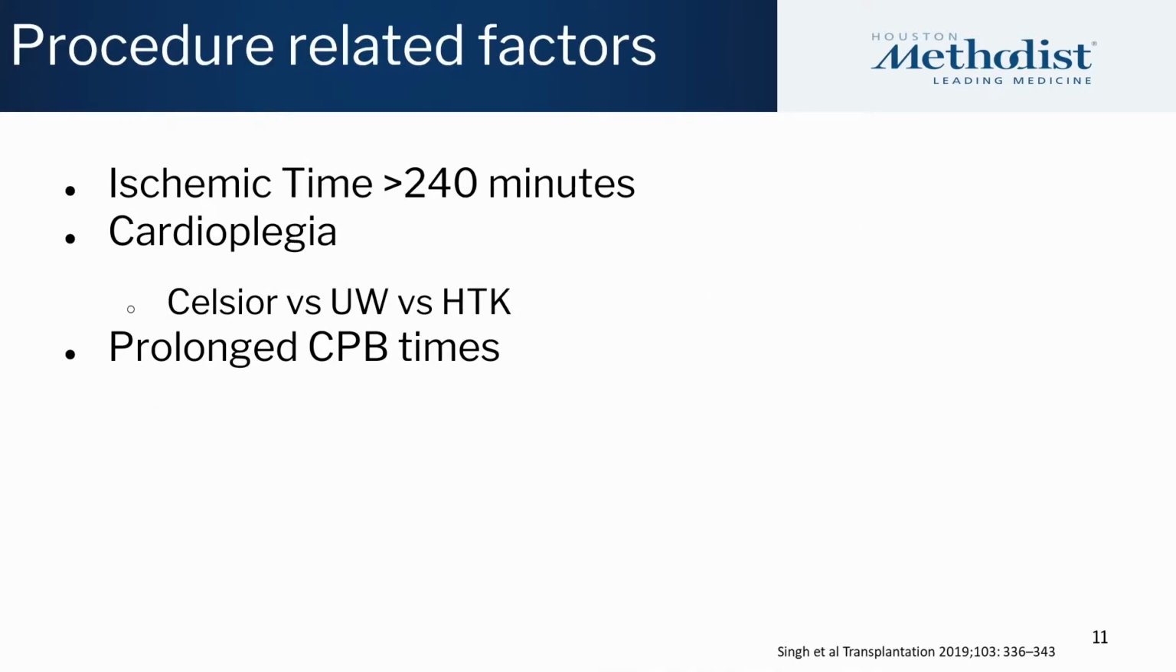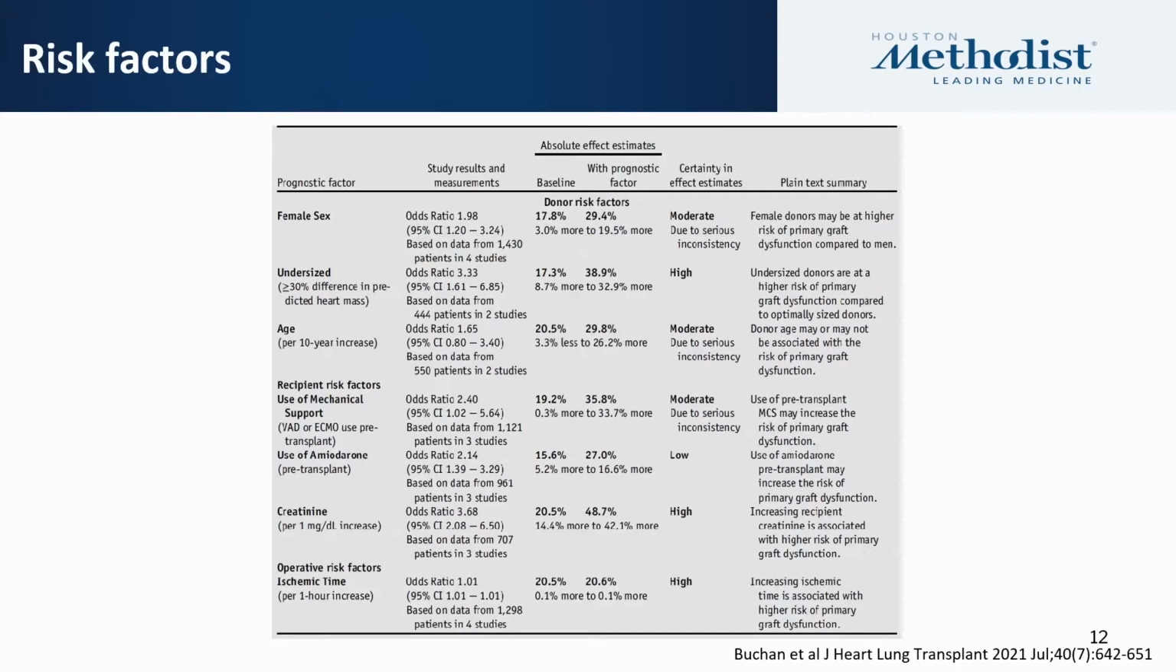Now, procedure-related factors, ischemic time greater than 240 minutes, and cardioplegia, there are a couple of studies suggesting that maybe Celsius is related to greater risk of PGD when compared to UW and HTK, and there was one study suggesting that HTK may be better even than compared to UW solution. And again, prolonged cardiopulmonary bypass times, especially greater than 120 minutes.